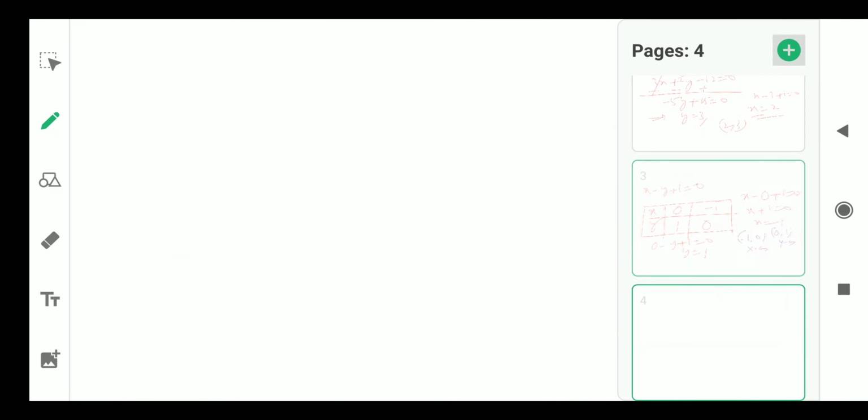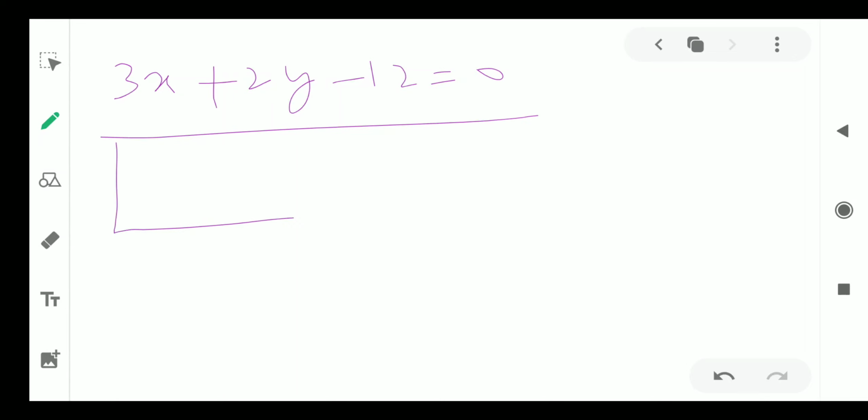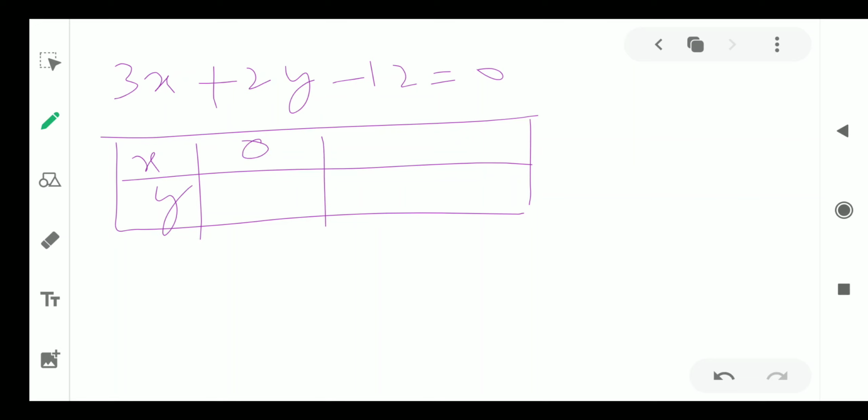Now the next one is the other line, 3x plus 2y minus 12 is 0. This is also the same thing. We find the minimum 2 points, x and y. When I put x as 0, 3 into 0 is 0, plus 2y minus 12 is 0. So 2y is 12, y is 12 by 2, that is y is equal to 6 here.